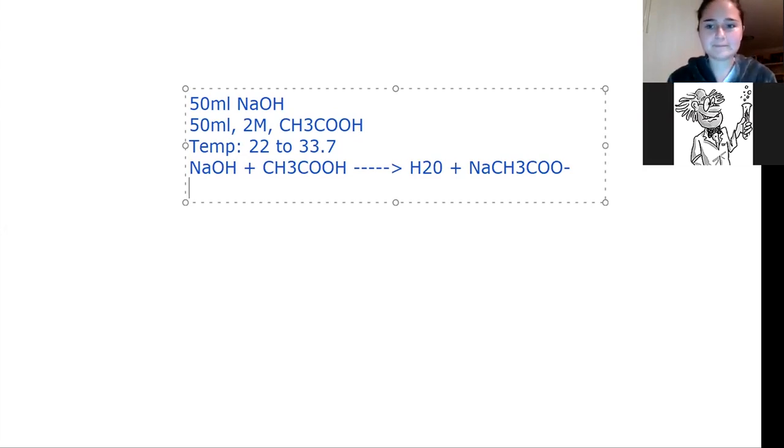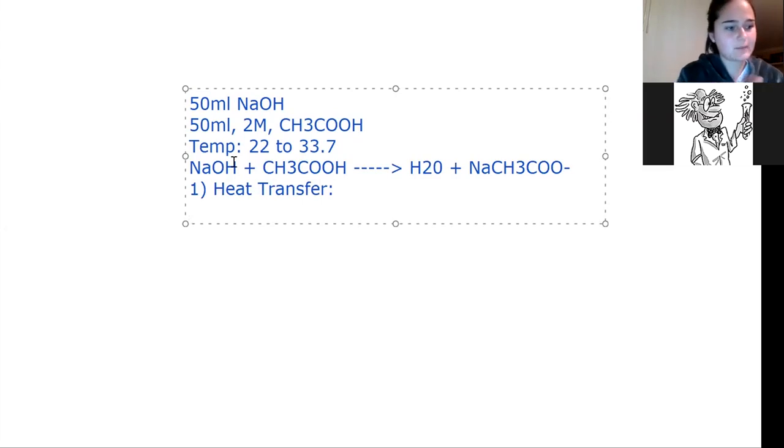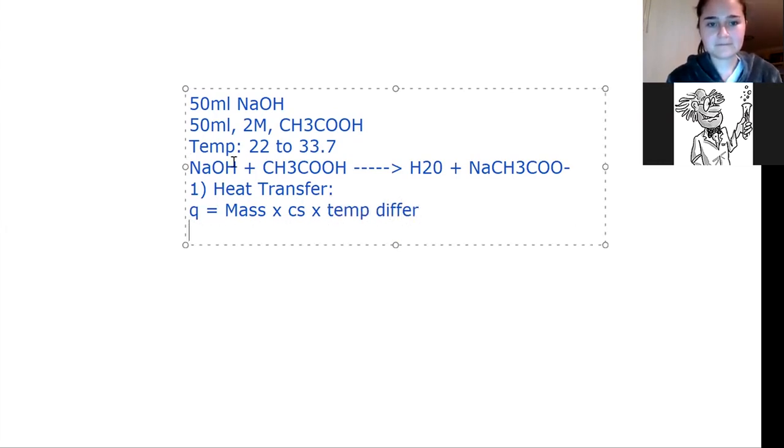What's step 1? We figure out our heat transfer. I'm going to write it as if I was doing it in an exam. How many joules did we lose? So we're going to write our formula. We have Q equals m c delta T. Do you like writing it this way instead of delta T? Do you just find it easier to remember?